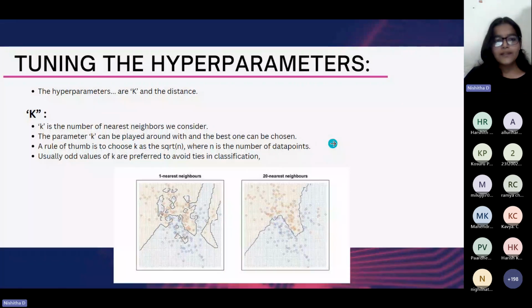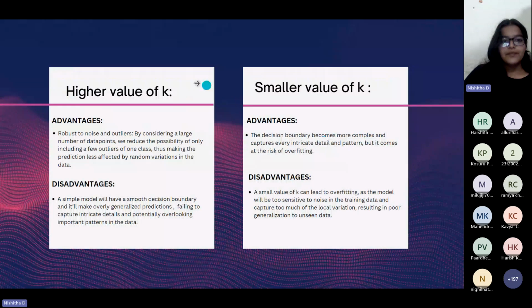Okay, so what happens if you choose a very high value of k, and what happens if you choose a very low value of k? Both these values of k have their own fair share of pros and cons. Let's get into them.